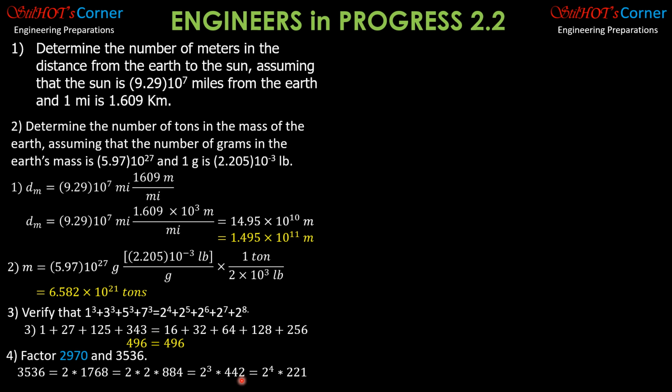442 is again divisible by 2, so it is 2 to the 4th times 221. And 221 is 13 times 17. So therefore 3536 is 2 to the 4th times 13 times 17. And for your part, 2970, you have to show that the complete factored form is equal to 2 times 3 cubed times 5 times 11. Remember that to factor completely a number, it should be expressed as a product of prime numbers.